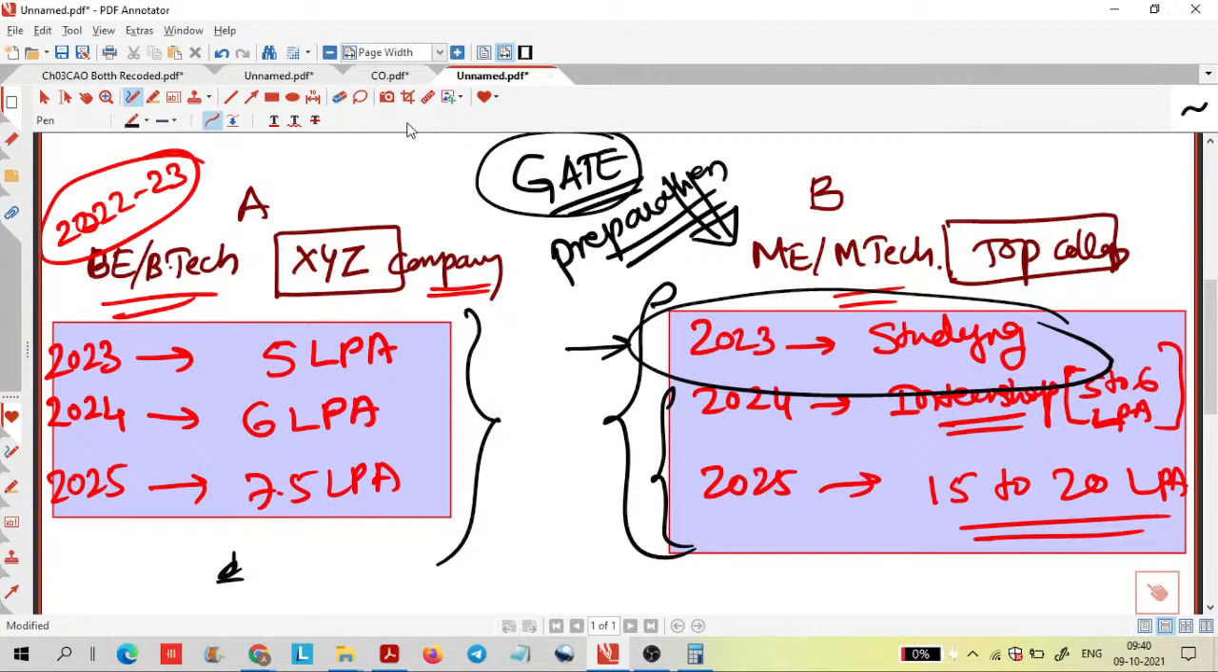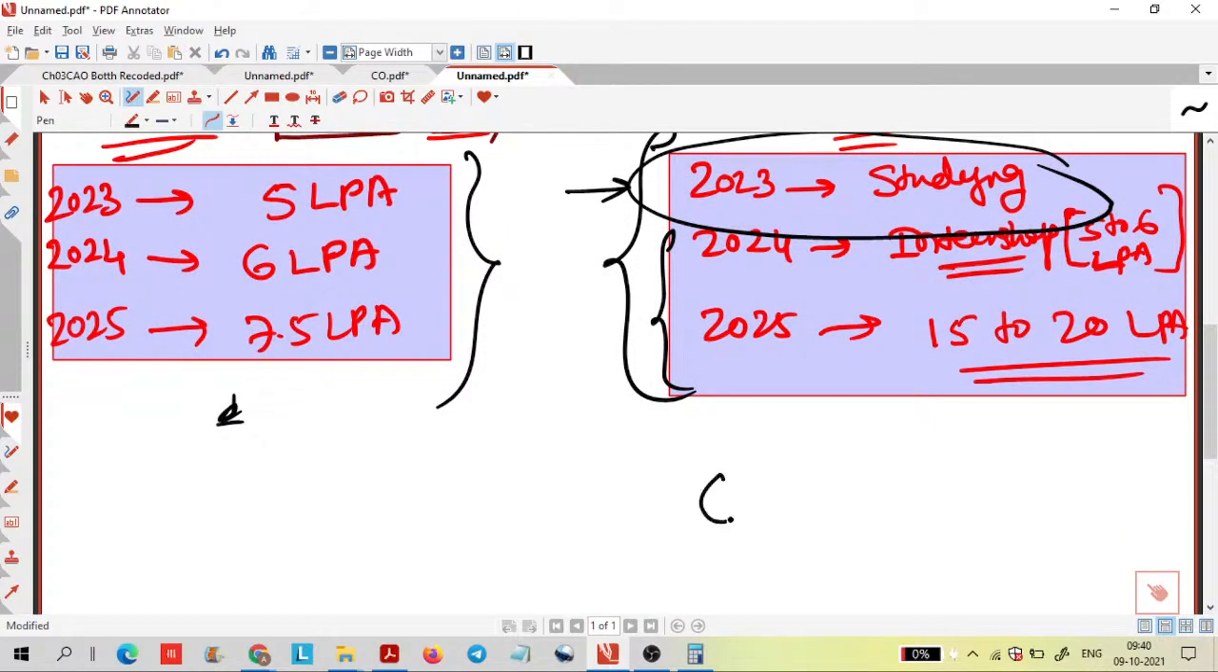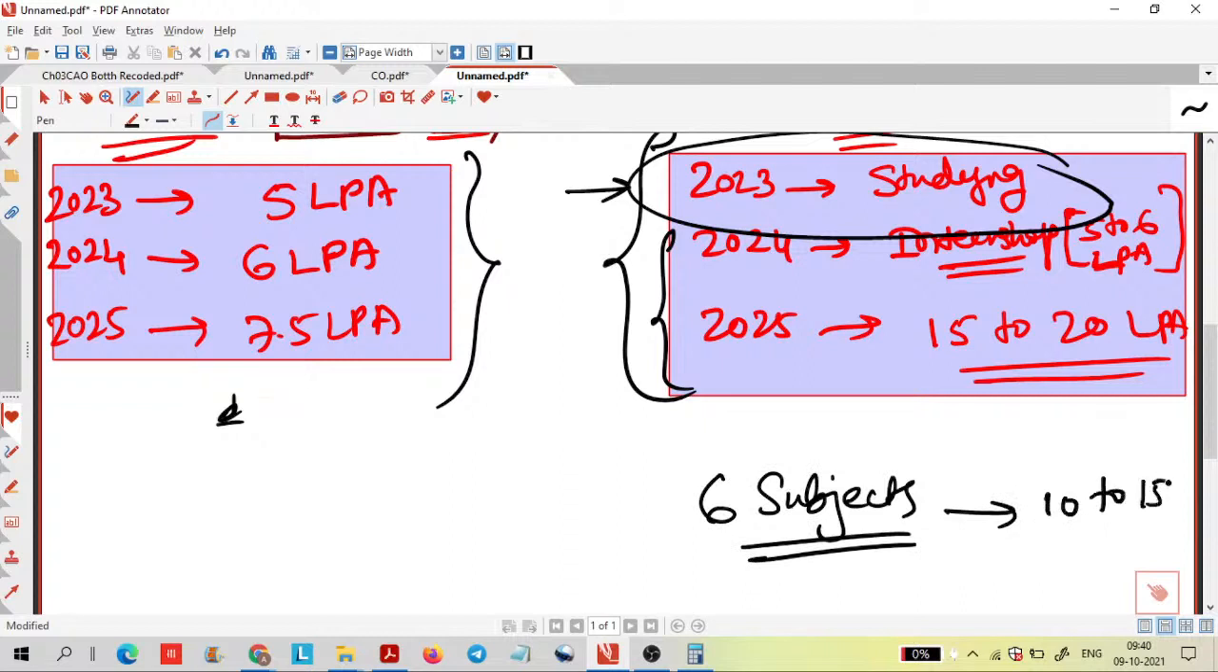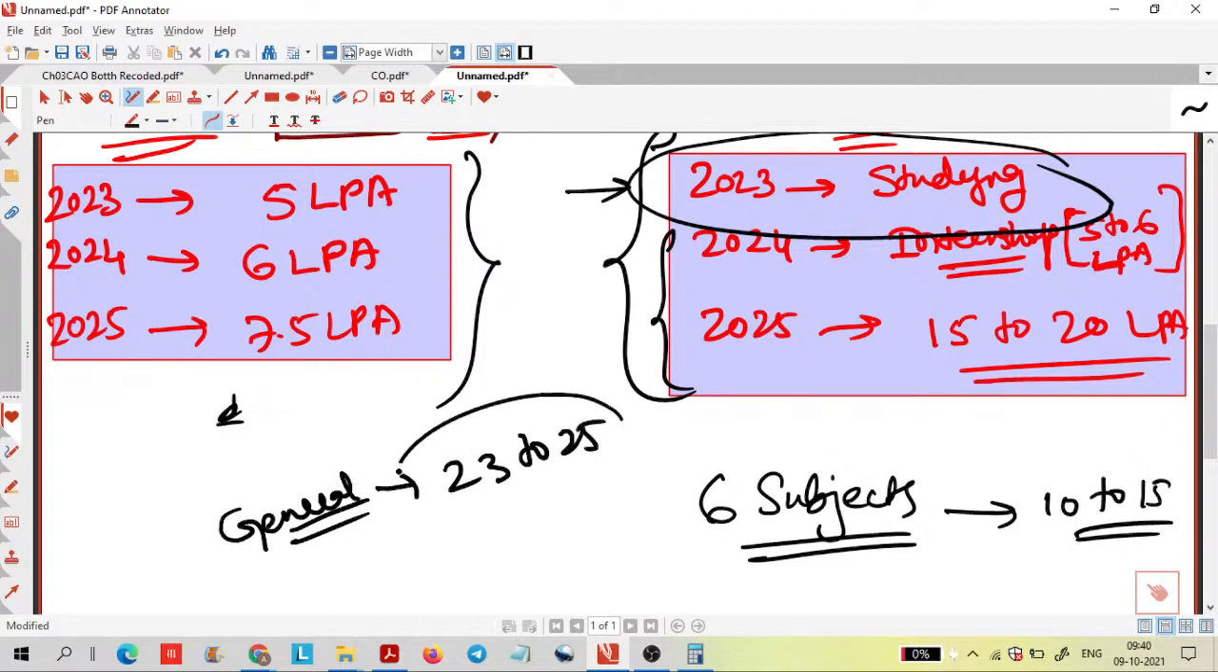And this semester, as per your academics, covers around 6 subjects. In these 6 subjects you will easily get a minimum of 10 to 15 marks. And for the general category, the cutoff is around 23 to 25 marks. At least you should get a top rank, and for that you have to start now. Not only qualifying, you have to come within at least the 1500 ranking.